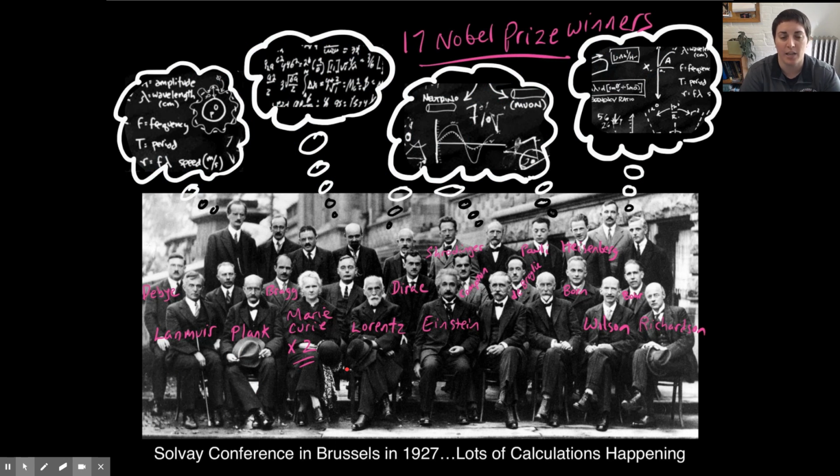So make sure you have your periodic table handy. We're going to do some calculations, just like this group of scientists. This is a picture from the Solvay conference in Brussels in 1927. I bet there was a lot of calculations happening here. There's a total of 17 Nobel Prize winners that attended this conference, everyone from Planck to Marie Curie to Lorentz, Einstein, Schrodinger, Pauli, Heisenberg, de Broglie, Born, Bohr. All of these scientists whose names come up with things we learn about in class were all at this conference, which is a pretty cool picture.